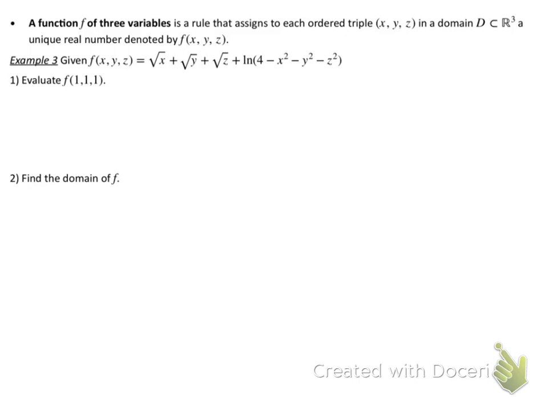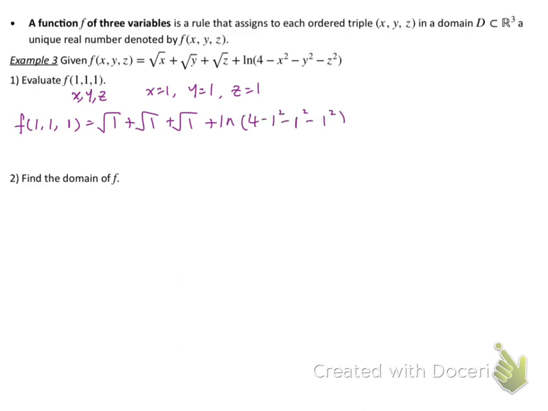Again, here I give you an example. Well, this is again a pretty complicated one, but all you need to do is say, okay, when I'm evaluating my function f of 1, 1, 1, that's my x, y, z. So I know that x equals 1, y equals 1, and z equals 1, and I plug them in. So f of 1, 1, 1 will be square root of 1 plus square root of 1 plus square root of 1 plus log of 4 minus 1 squared minus 1 squared minus 1 squared. Of course, here I'm trying to make it easier by saying they're all 1, so don't worry too much about which letter is which.